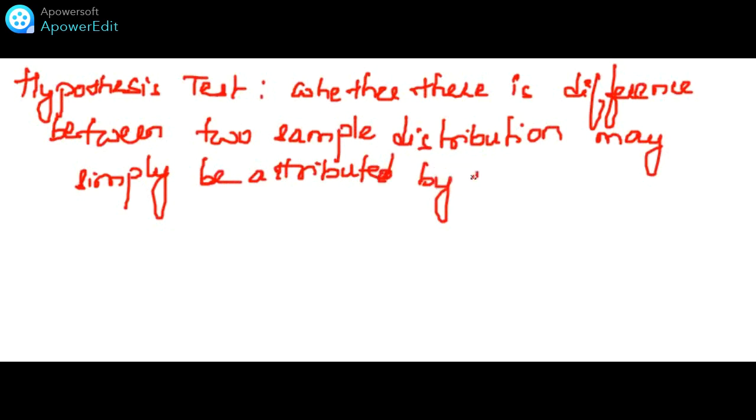So there are two possibilities of having two types of error. Two types of error can happen while doing the hypothesis testing.